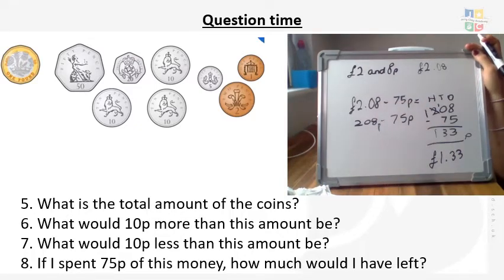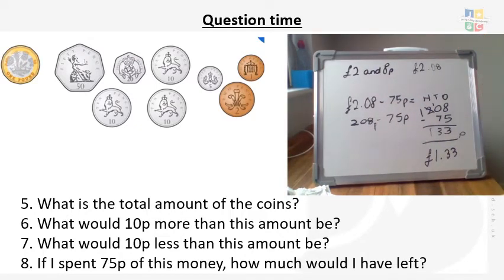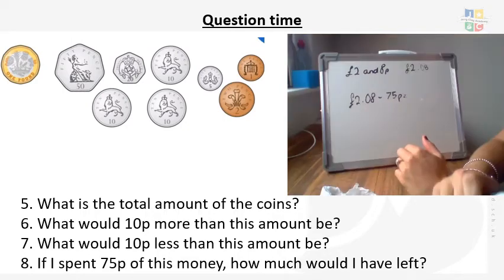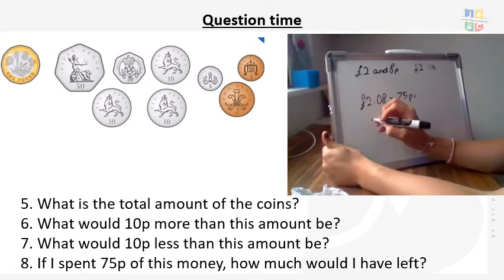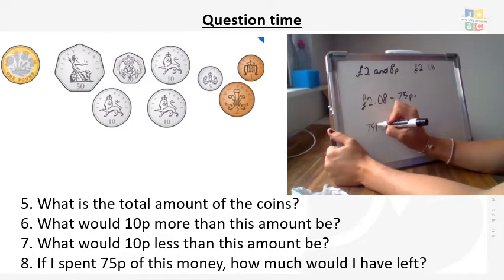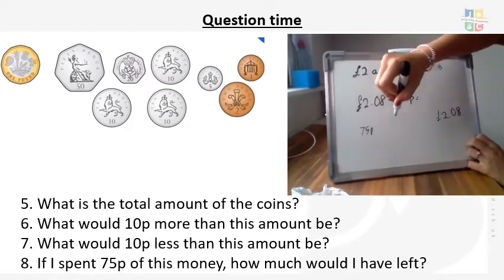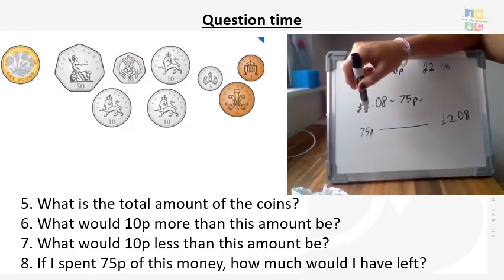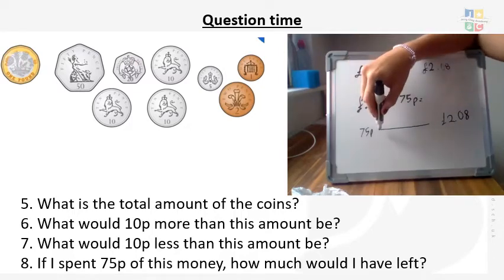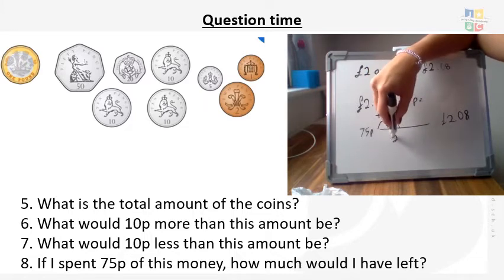Now there is another way that we can do that, and I'm going to show you the other way that you could have completed this. You could have started at 75 pence and jumped until you got to £2 and 8 pence, or 208 pence. I know that there are 100 pence in a pound, so I could have jumped, adding 25 to 75 pence to get to £1.